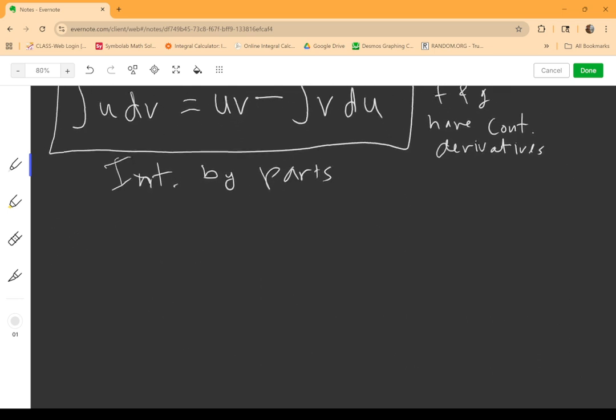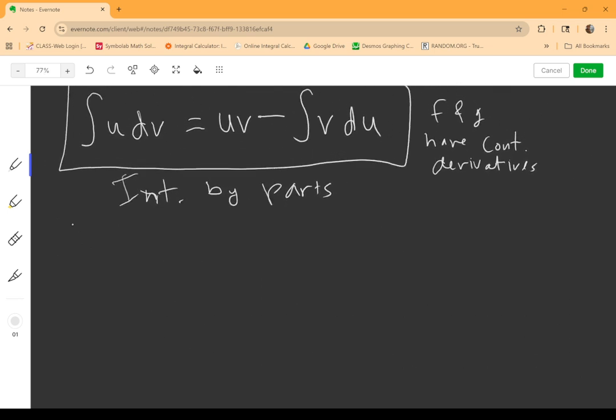So let's start here with an example. The example is, I want to evaluate the integral of x sine of x dx.